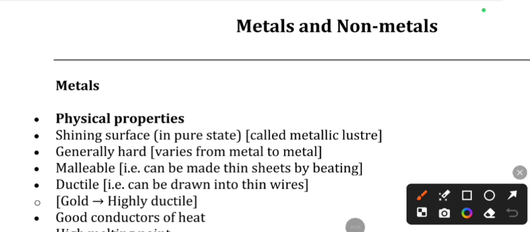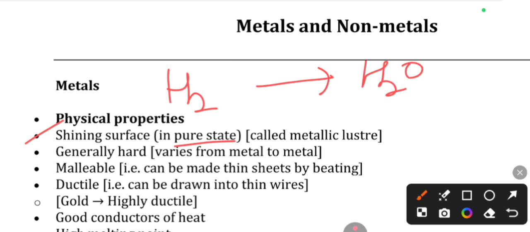So the first physical property, it has a shiny surface in a pure state. It means it should not be in compound form, because it will change the property. Suppose you convert hydrogen into water. You will see here it is showing the chemical reaction. Initially in the pure state it was in gaseous state, but after reaction now it has liquid state. So it has changed the property. That's why it is written here, in pure state it has the shiny surface. Next point.